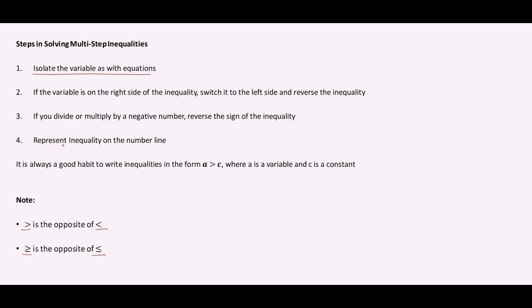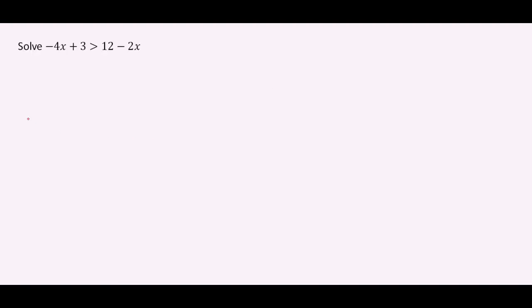Important thing to note is that when you divide or multiply by a negative number, you also reverse the sign of the inequality, and then we'll choose to represent the inequality on a number line. Best practice that I encourage students to take note of is to always write your inequality in the form a greater than c, where a is your variable and c is your constant. So let's take a look at some examples.